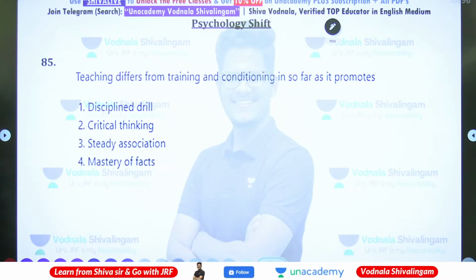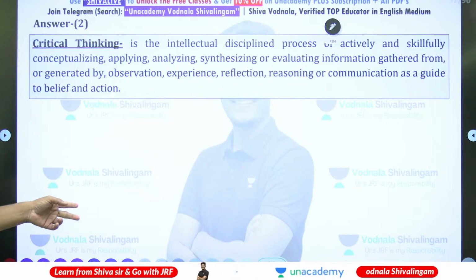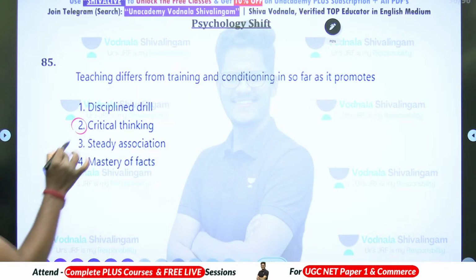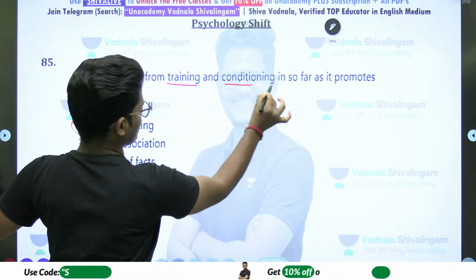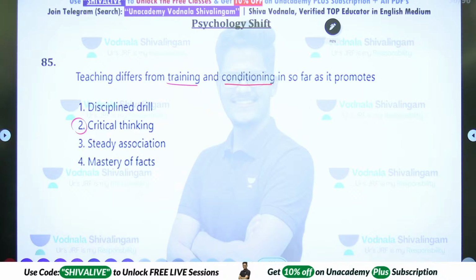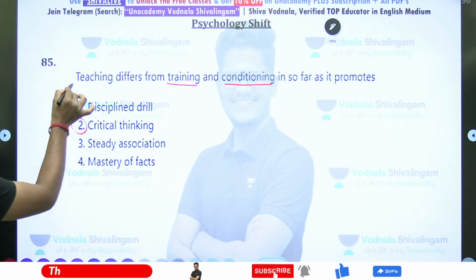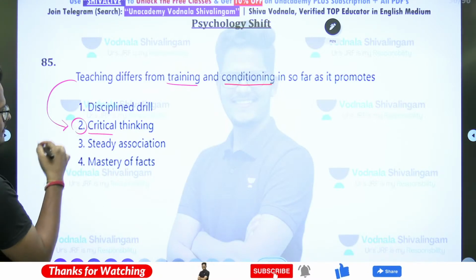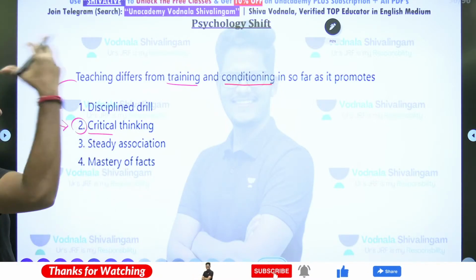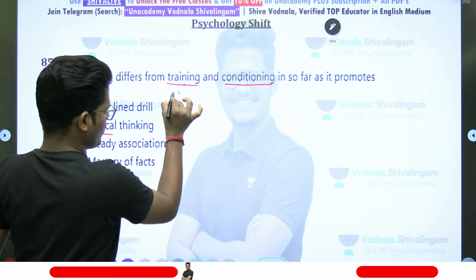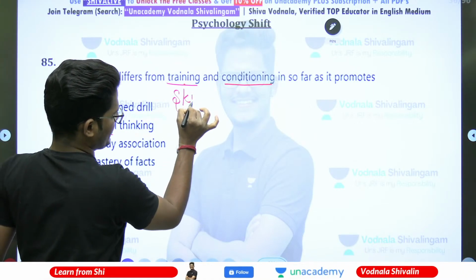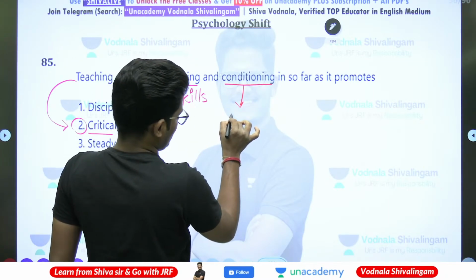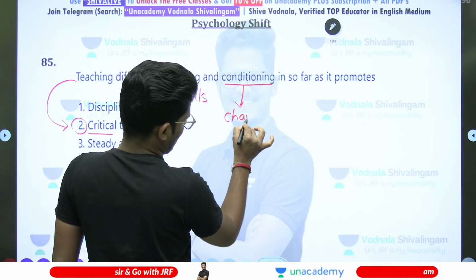Correct. So the answer for this question is 2. Critical thinking: teaching differs from training and conditioning, as it promotes critical thinking. Critical thinking in a theoretical way is called teaching. Teaching will give you the base for thinking at a high level. But training is more about enhancement of practical skills. Conditioning is more about changing habits.